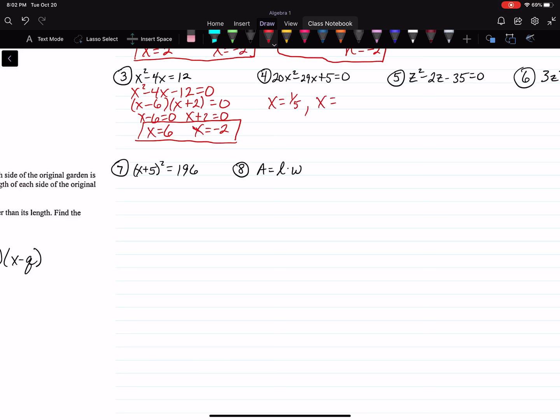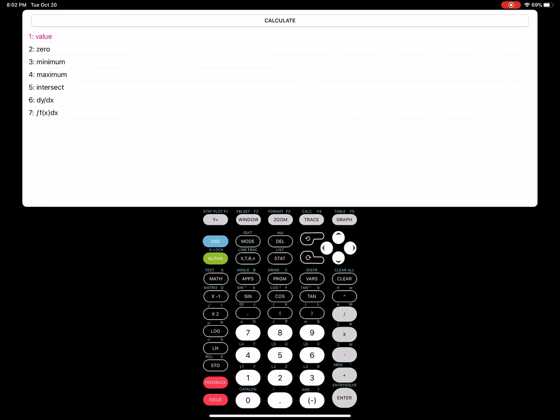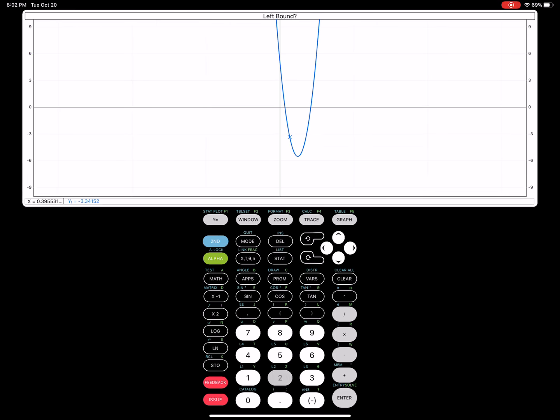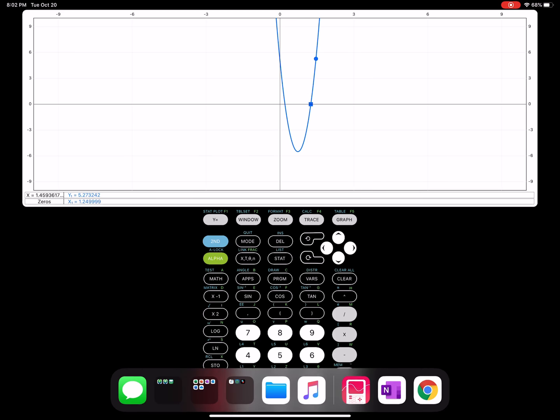But we also have one more. Don't forget about the other one. I have to do the same thing. Second trace number 2. Oops. I think I hit it one too many. Second trace 2. There we go. I'm moving it to the left of the point on the right. That's 0. Enter. Then move it to the right. Enter. You have to hit enter one more time. I don't though. So this one, x is basically 1.25. So 1.25.